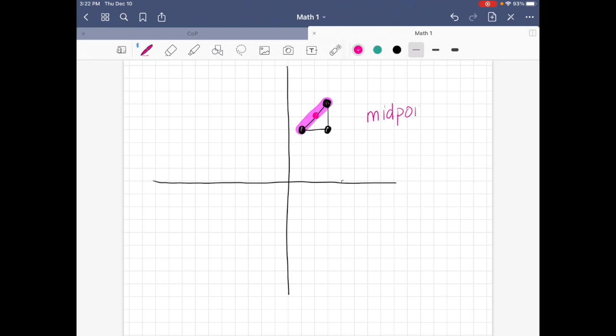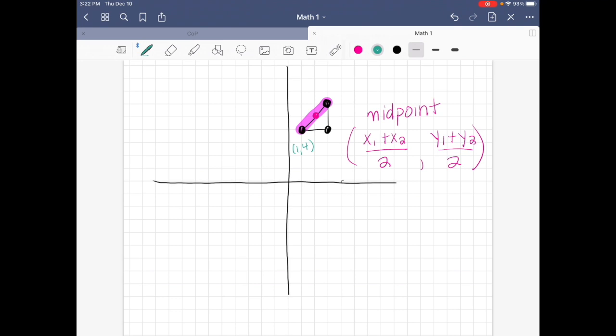Well, remember, midpoint means you're going to add up your x's. So we're going to add up x1 plus x2 and divide by 2. Because remember, midpoint means the middle. So the way that we find the middle is we add up our values and divide by 2. And then our y's, we're going to add up our y's and divide those by 2.